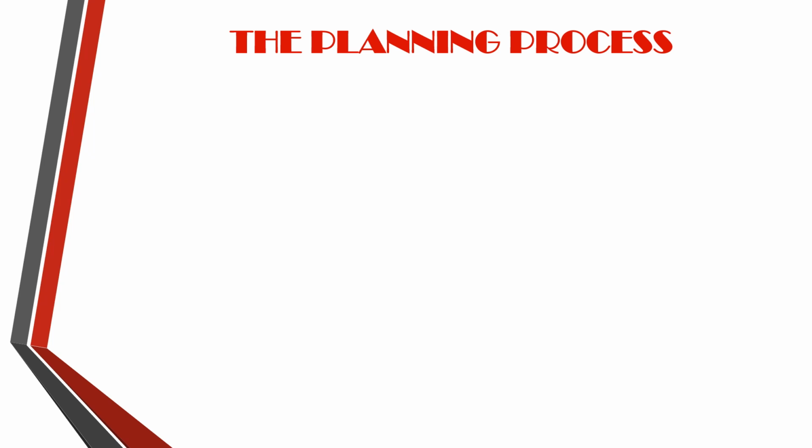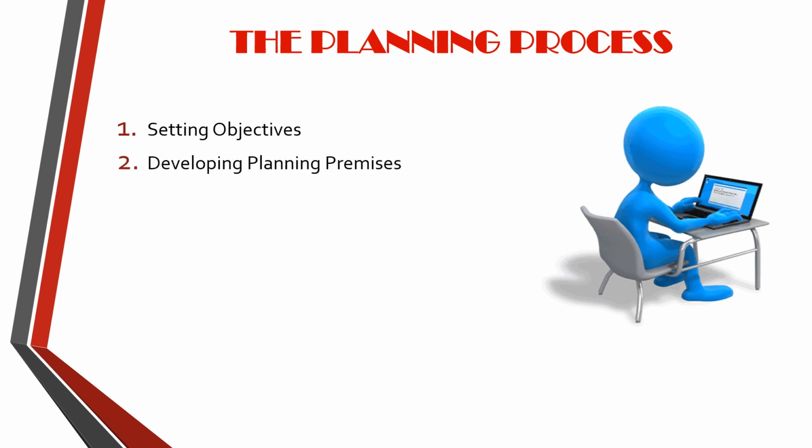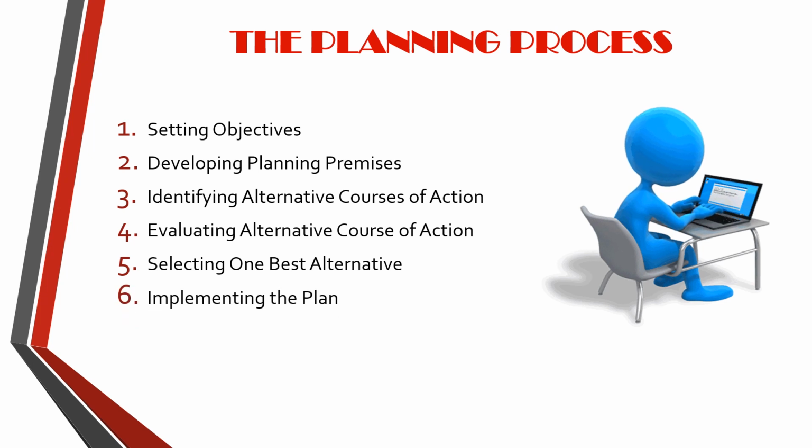The planning process. The planning process includes setting objectives, developing planning premises, identifying alternative courses of action, evaluating alternate courses of action, selecting one best alternative, implementing the plan, and follow-up action.